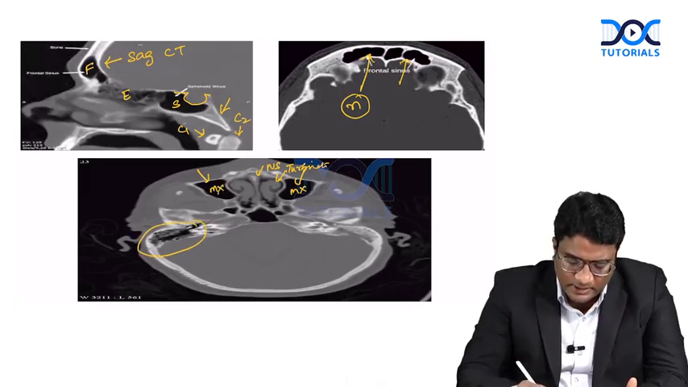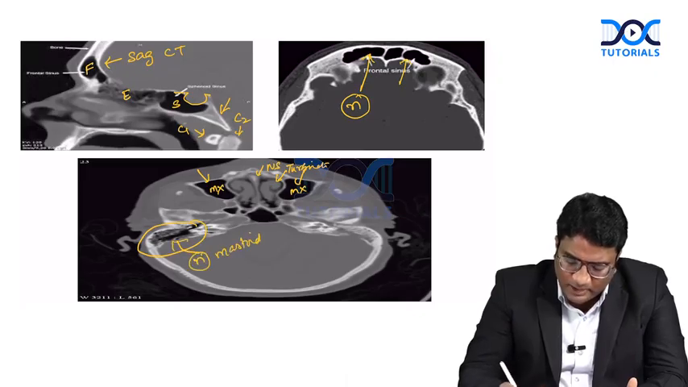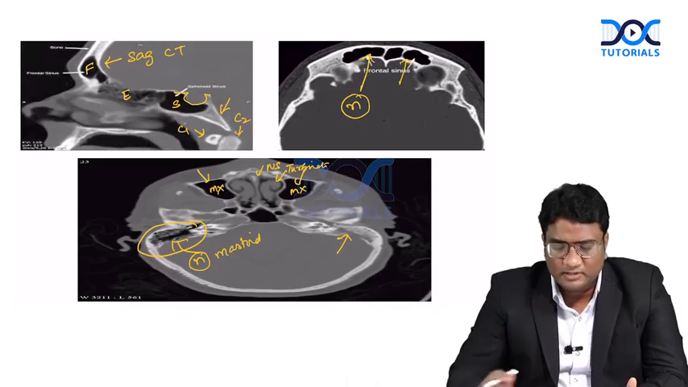This is the mastoid air cell. This is a normal mastoid, air filled. But look at the left side, there is soft tissue attenuation. There is a soft tissue collection. I can't see the black area there.